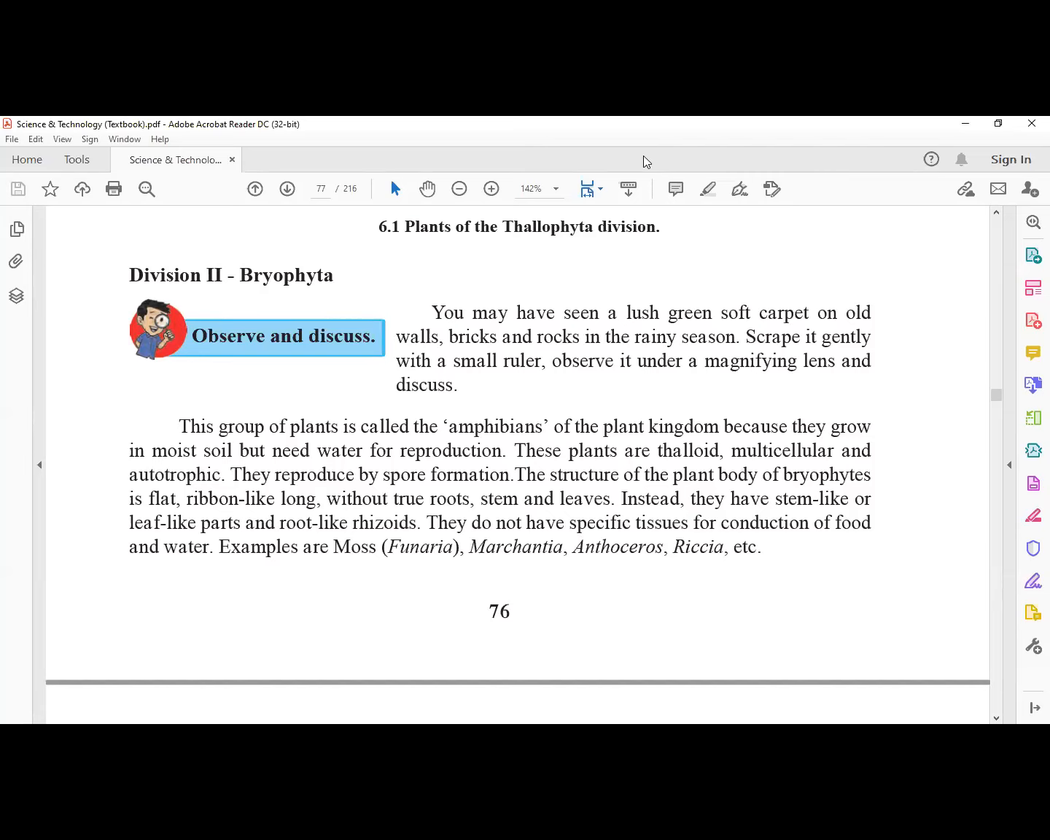Let me show you if possible. Just a moment, let me find it out. Lush green soft carpet. Yeah, here it is. It's really good. Great. Let me share this with you.